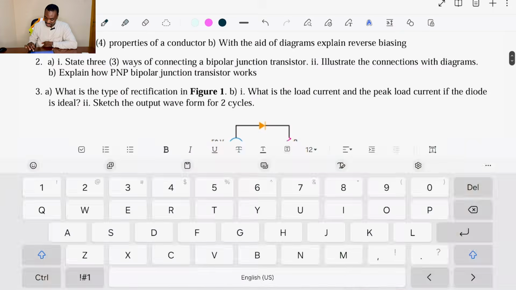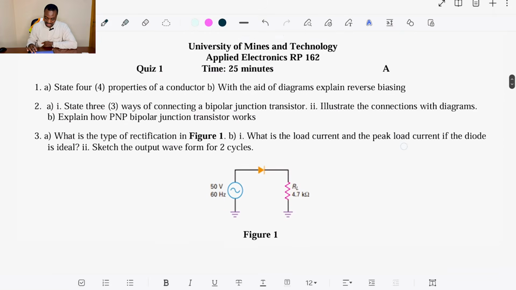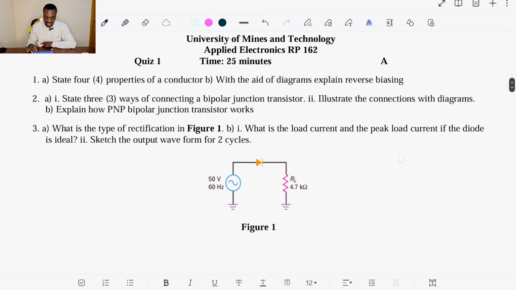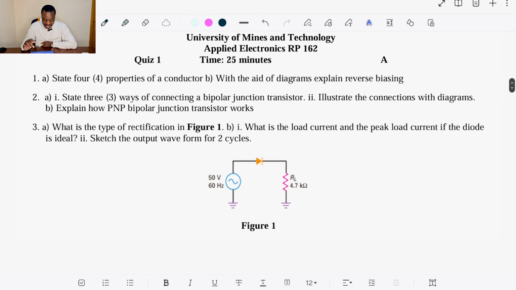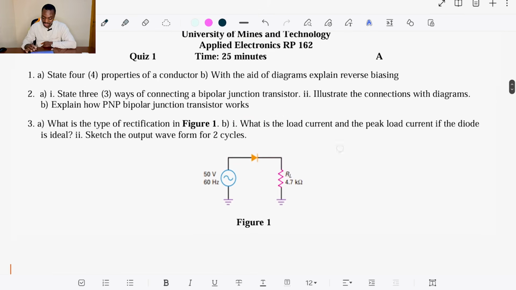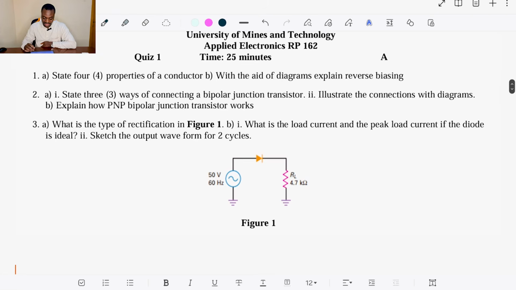Now, the first question that was given was question 1. You were asked to state 4 properties of a conductor. So what are the 4 properties of a conductor? This one, I'm not going to write it. I'll just say what those properties are. And like I said, I'll be sending the soft copy to the course rep. Then the course reps will share it with you, the students.